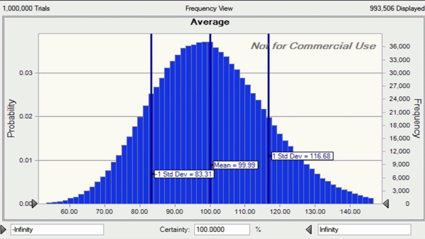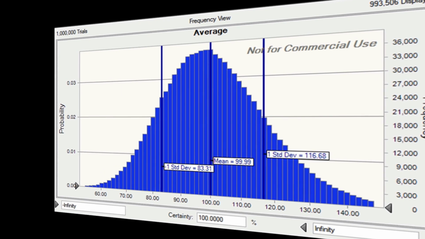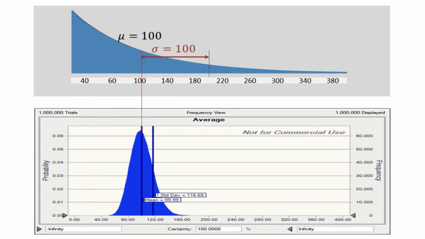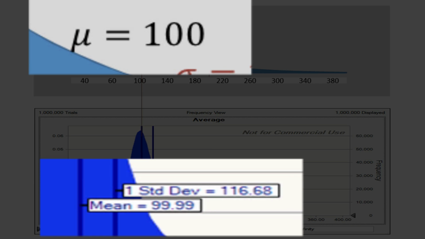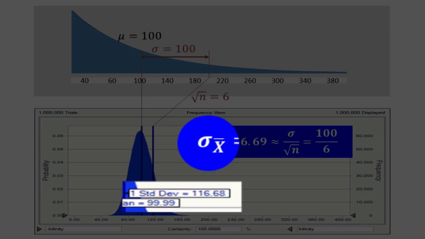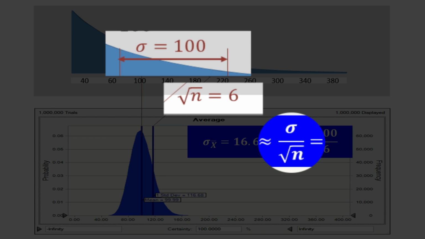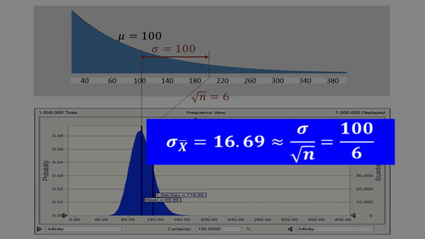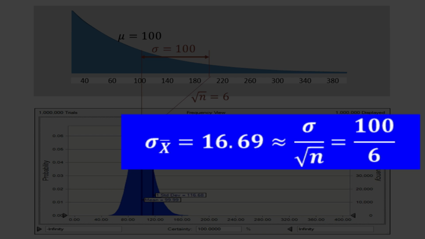However, let's have a closer look. It's not exactly a normal distribution. The tail on the right-hand side is just a bit fatter than the tail on the left-hand side. In regards to the other two criteria, however, the mean is once again right on the money. We have 99.99 as an estimate for a mean of 100, and the standard deviation of the sample mean is again almost exactly equal to the standard deviation of the population divided by the square root of the sample size. In this case, the standard deviation of the sample mean is 16.69, which is very close to 100 divided by 6, the population standard deviation over the square root of the sample size n equals 36.